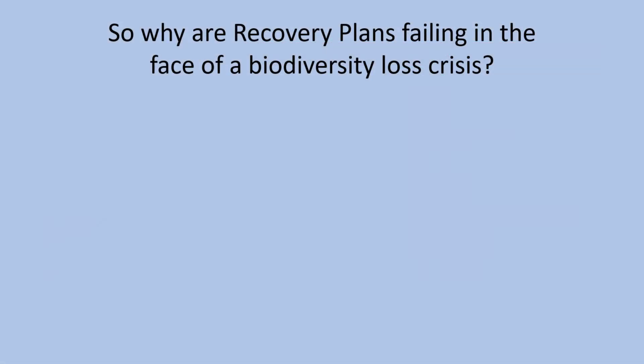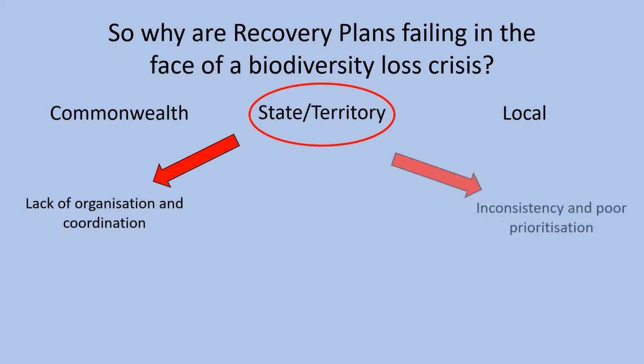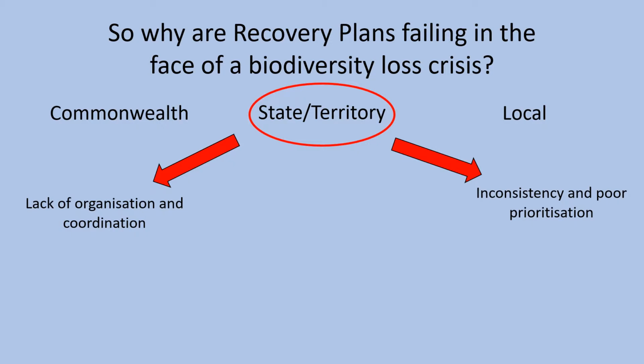It seems contradictory to think that the country's brightest scientists and conservation organisations are simply failing because of a lack of effort. One review found that although the three levels of government in Australia are involved in recovery planning, it is the states and territories that have the most active role in preparing and operating recovery plans. According to experts, the result is a lack of organisation and coordination across Commonwealth, state and territory agencies. In turn, this leads to inconsistencies between programs across jurisdictions and poor prioritisation of conservation action.